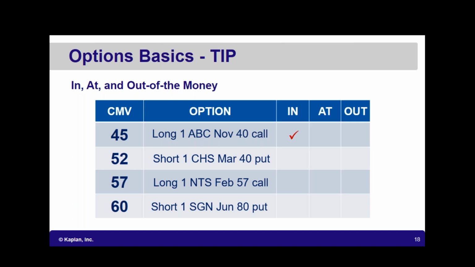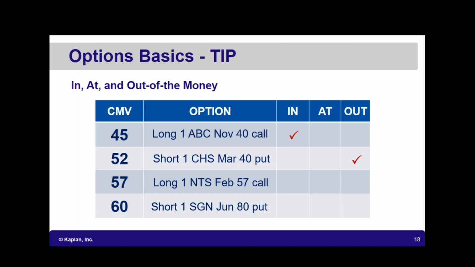Puts, however, are in the money when the current market value is below the strike price. Well, the current market value is 52, and the strike price of this put is 40. So this would be out of the money. Now, if you thought this put was in the money because it's short, shame on you. Remember, I said, don't look at whether the option is long or short. All you're going to look at is the type of option and the strike, the type and strike. You're going to compare that strike price to the current market value.